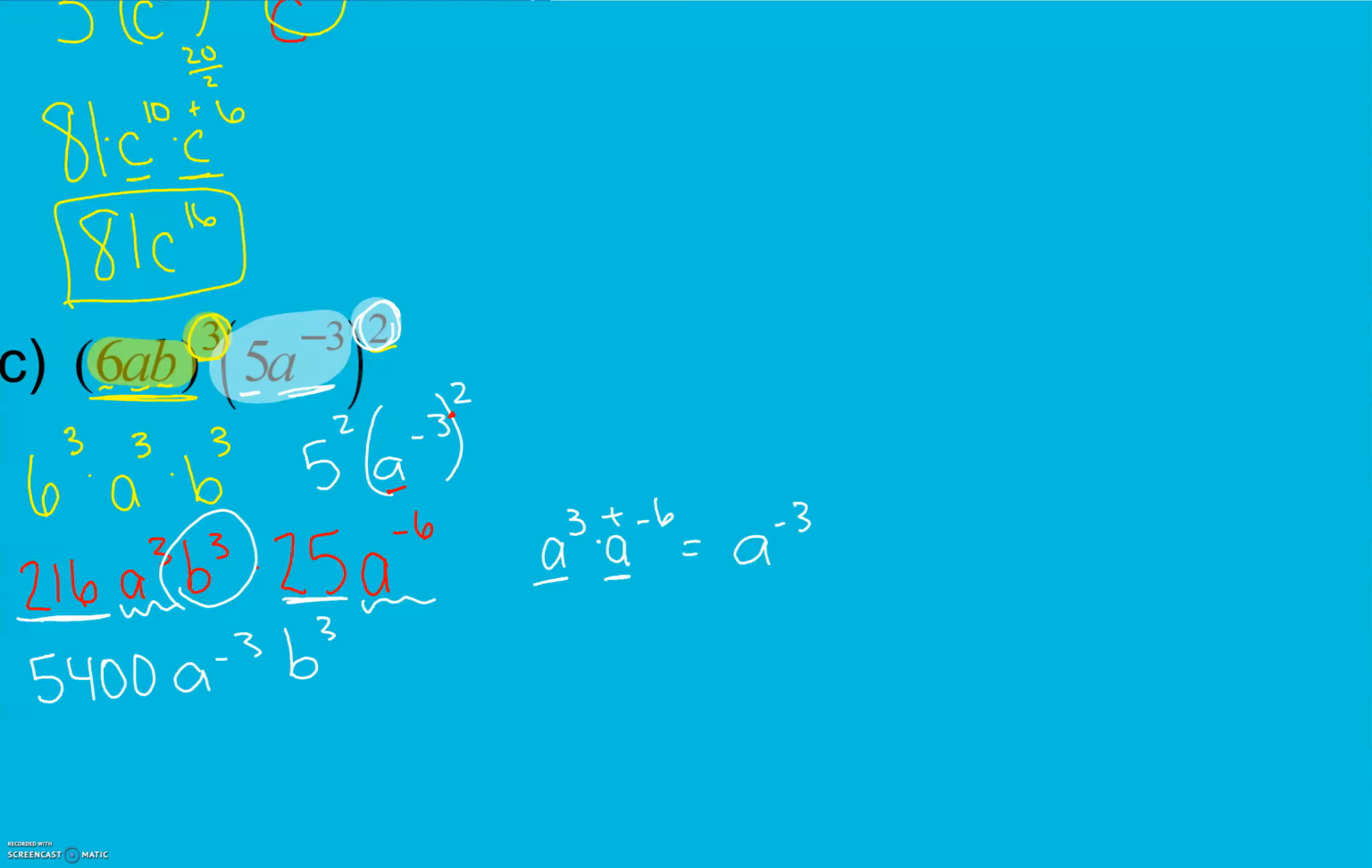Still not completely simplified here, guys, because we have a negative exponent. We don't want to end with a negative exponent. So I move my a to the 3rd power to the denominator. My 5,400 stays where it's at. My b cubed stays where it's at because it's a positive exponent. My negative exponent moves to the denominator. And that is my final answer.